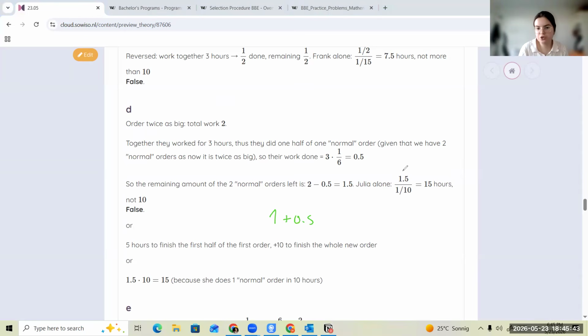And Julia is doing it alone, so she needs to do 1.5 of a job with her productivity 1/10. So she needs 15 hours, not 10. You can do it in other ways.